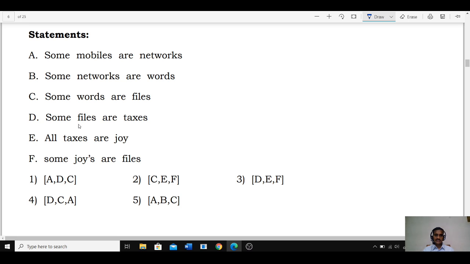A, D and C. Now in this A, D and C, some and some. Some and some to some does not come. Tell me, why does it not come? Now let us take.